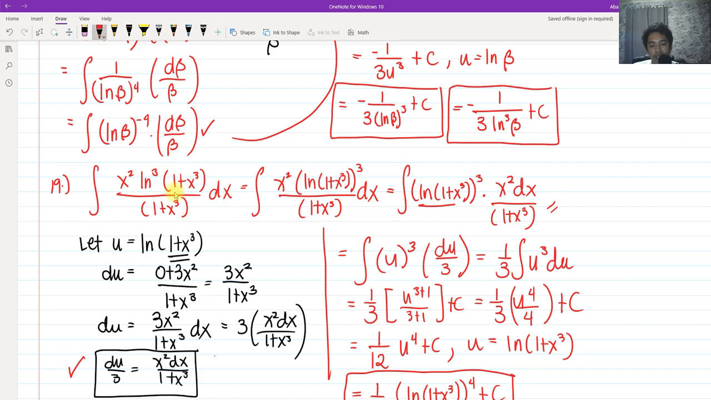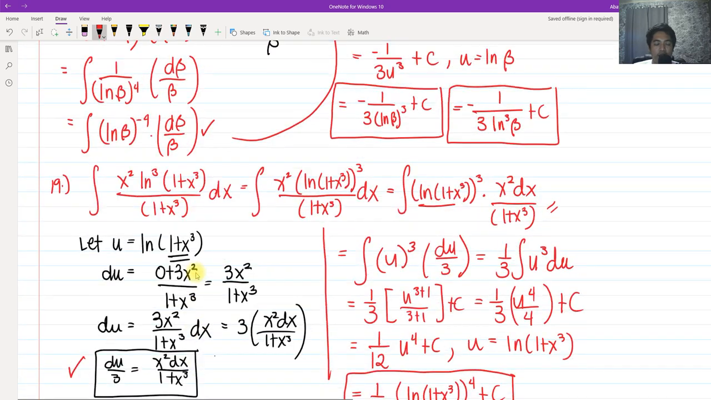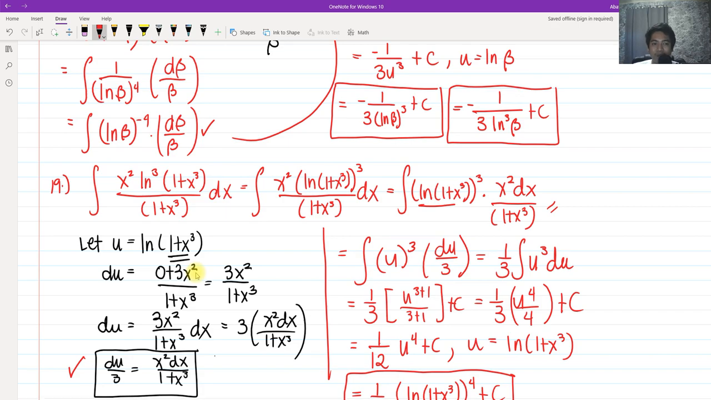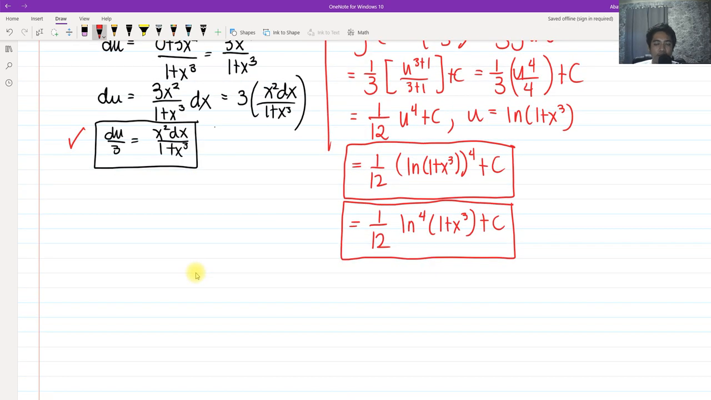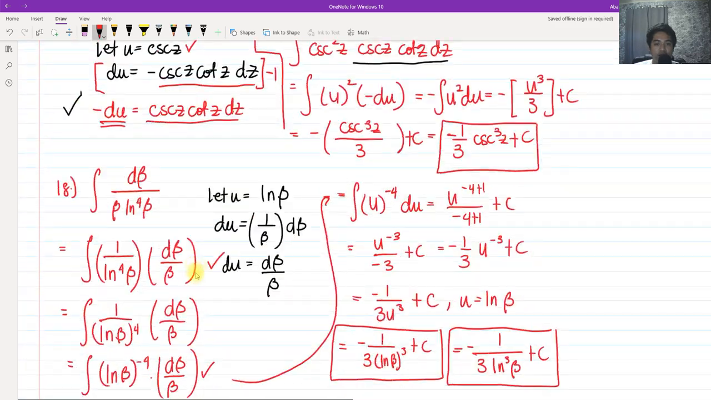Okay? So it may seem difficult, but it's actually not difficult. You just have to rearrange the integrals such that it would be easier for you to see what method you're going to use. In other words, we don't use anything aside from the u substitution yet.